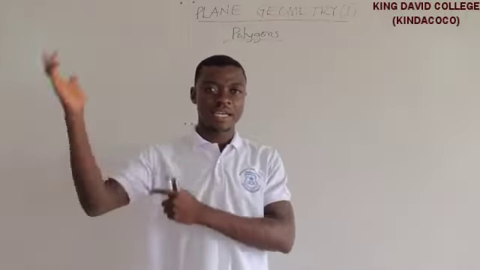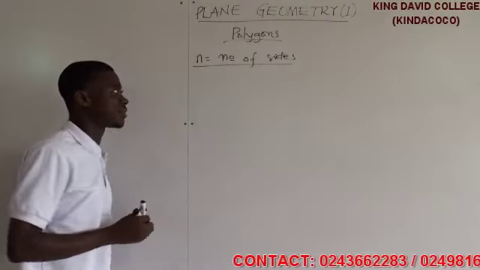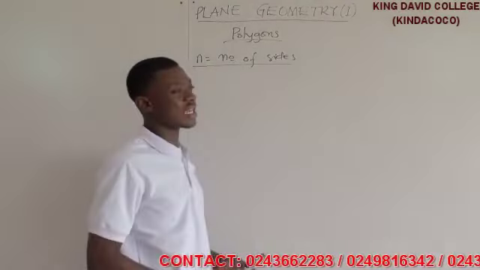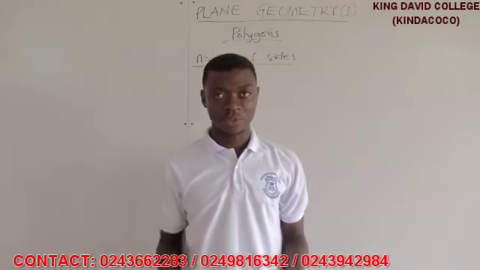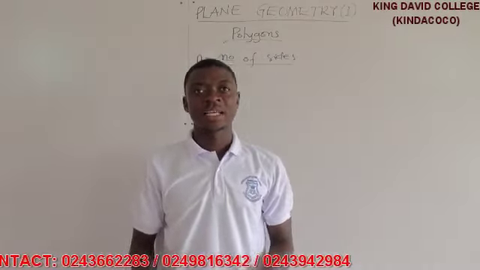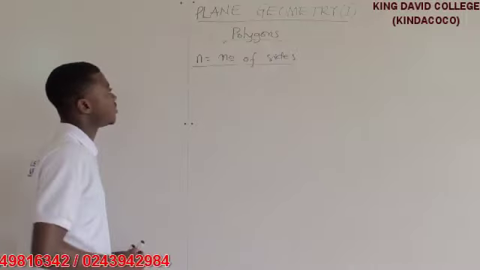Now let's say we have a polygon with n number of sides. So we have this polygon with n number of sides, and then we can use the sides to determine the total interior angle of that particular polygon, and then the exterior angle as well. Good.